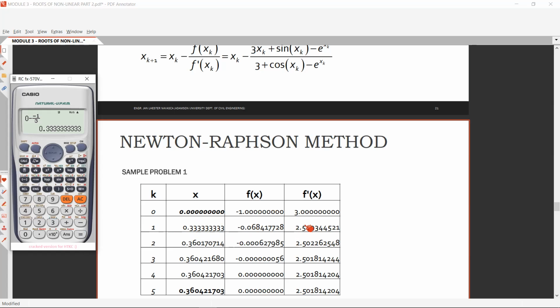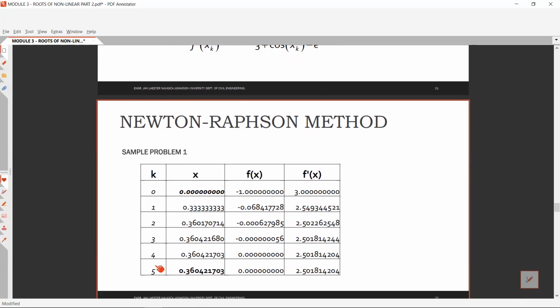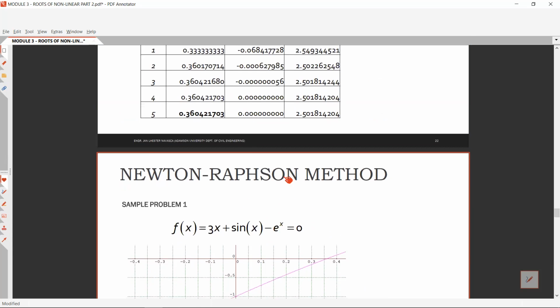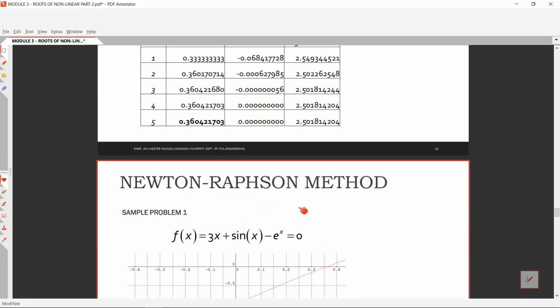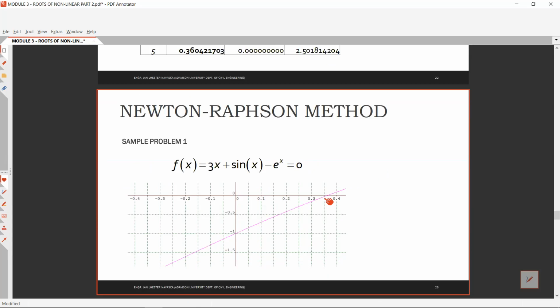So find the f of x and f prime of x. Then solve. Then pasok na ba sa tolerance? Hindi pa. So use again the Newton-Raphson iteration. So after 4 iterations or 5 iterations, you will arrive to an answer of 0.36042173. So, ito siya, nandito siya sa 0.3. Nandito yung graph.